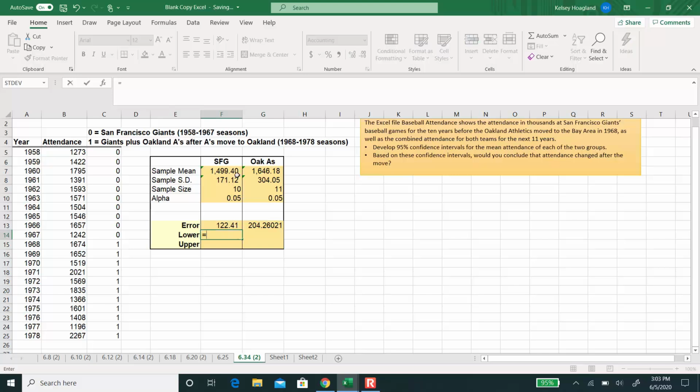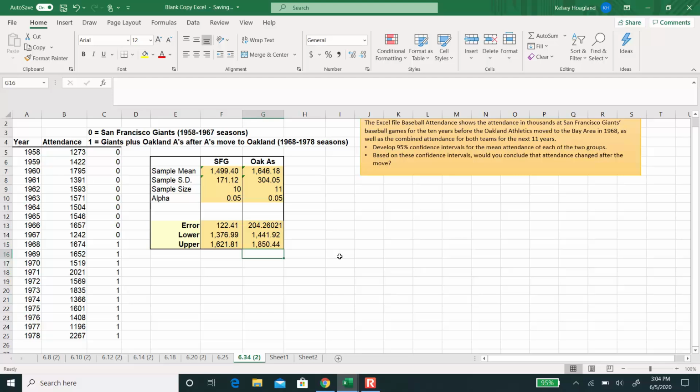So now we can find our lower confidence interval for the San Francisco Giants. For the lower interval, we take the average and we subtract the error. And for the upper interval, we take the average and we add the error. And now for the Oakland A's, we do the same thing. We take our average and subtract the error for the lower, and then we take our average and add the error for the upper.